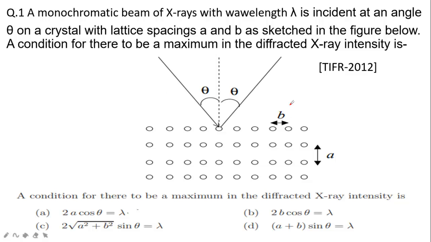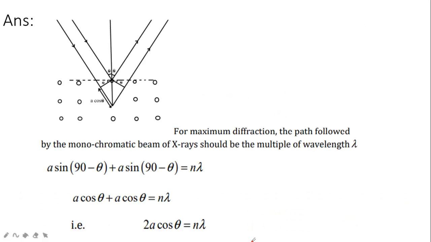The figure shows that this distance is A, this is B, a monochromatic beam of X-rays is coming, the wavelength of this beam is lambda and the incident angle is theta. The next part is: the condition for there to be a maximum in the diffracted X-ray intensity is, and there are 4 options. We have to find the suitable condition for the maximum diffracted X-ray intensity. So how to solve this type of question? Let me tell you.